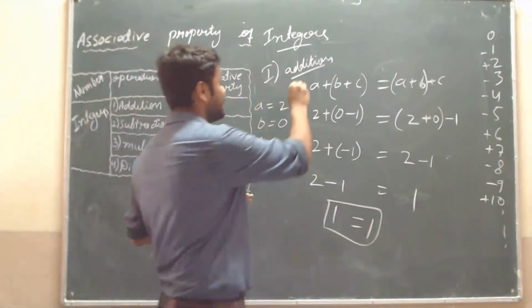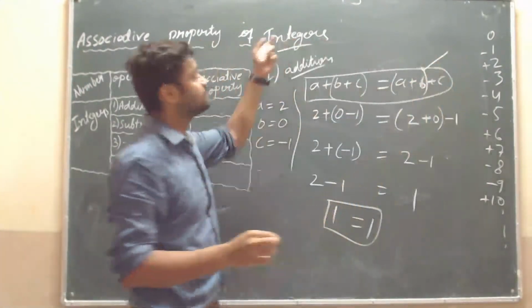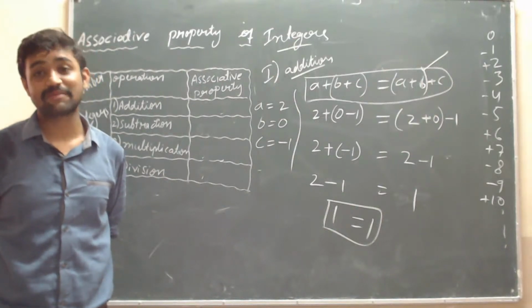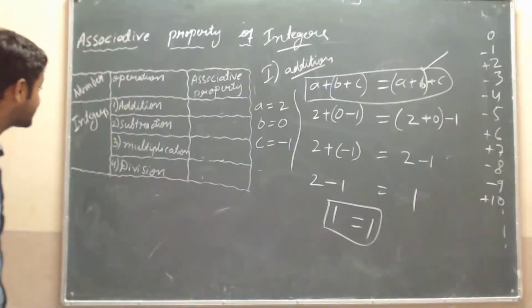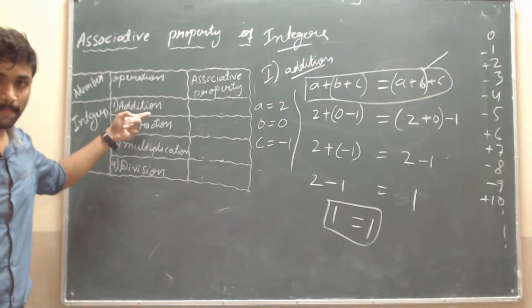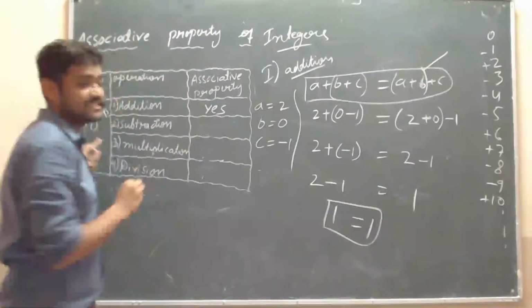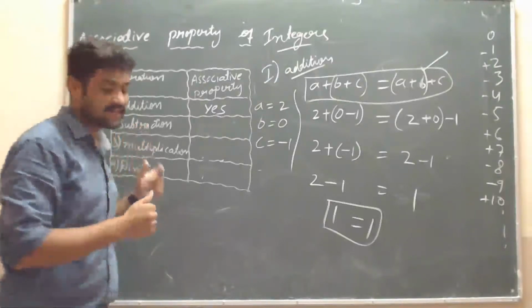Then we can say that (a plus b) plus c is equal to a plus (b plus c) for integers, and also we can say that integers are associative under addition. Sure, that is, integers are associative under addition. Yes. Then check with subtraction.